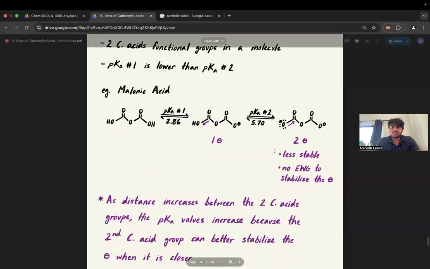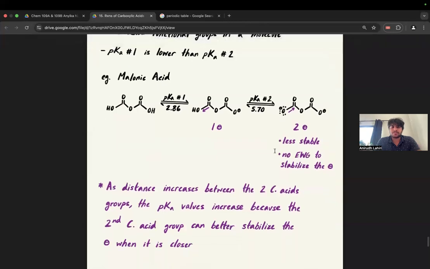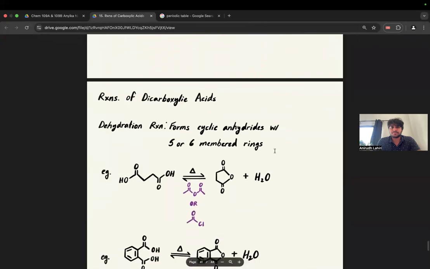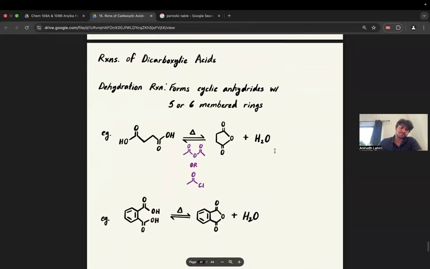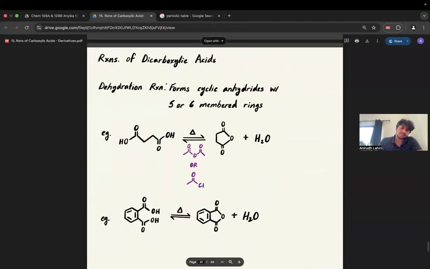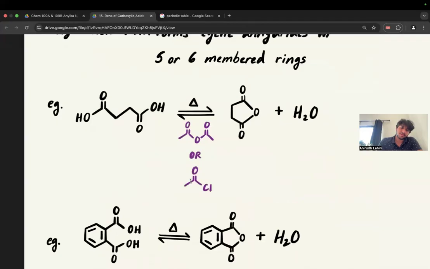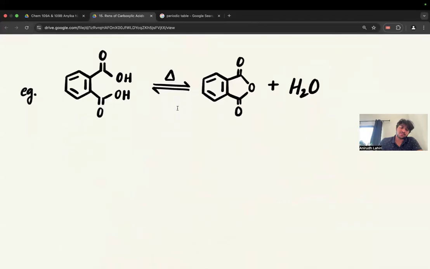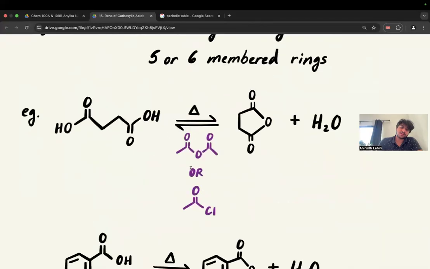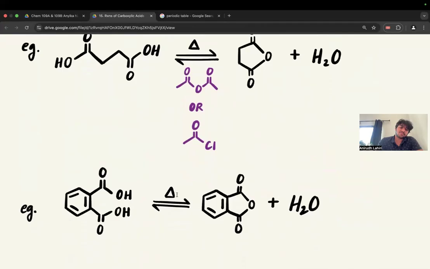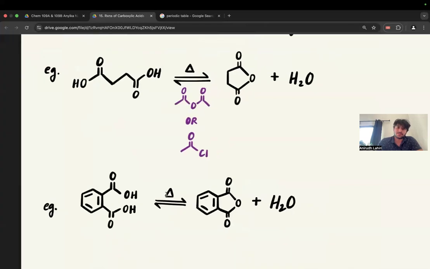Okay. As the distance between the two carboxylic acid groups increases, the pKa value will also increase, because the second carboxylic acid group can better stabilize the negative charge when it's closer. Make sense? Cool. Again, it's pretty easy to predict the products. Heat plus this or this. If you see a reaction like this and you're not given one of these reagents, technically you do need one of these, but it's often written as just heat. So keep that in mind when you're predicting the product, just as a note.